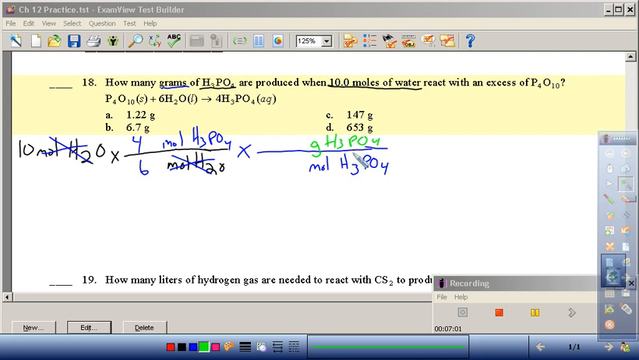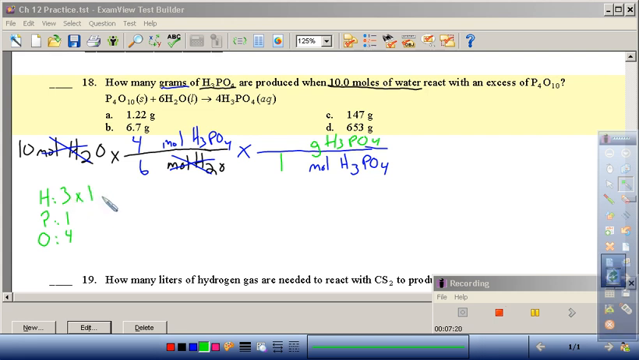My chemical units are always the same, and I'm going from moles to grams. It's always 1 mole. And to figure out my grams, I'm going to take my formula. I have 3 hydrogens, 1 phosphorus, and 4 oxygens.